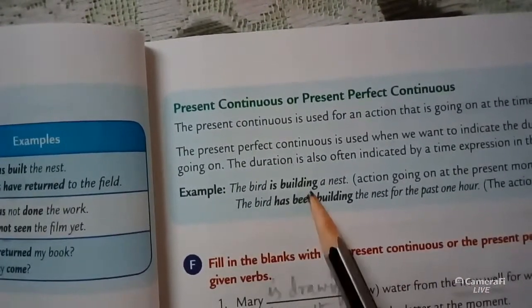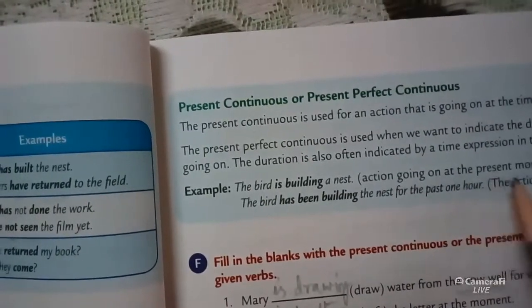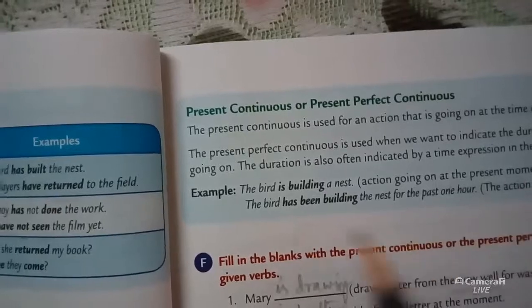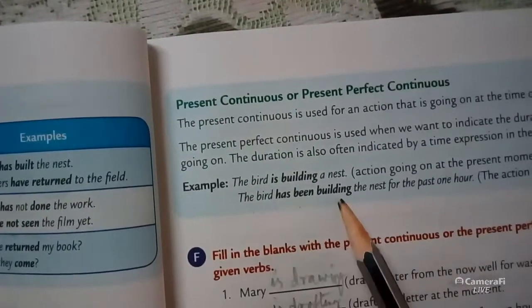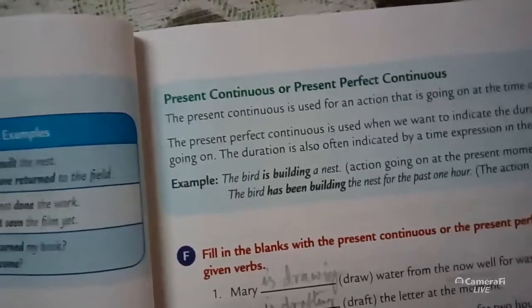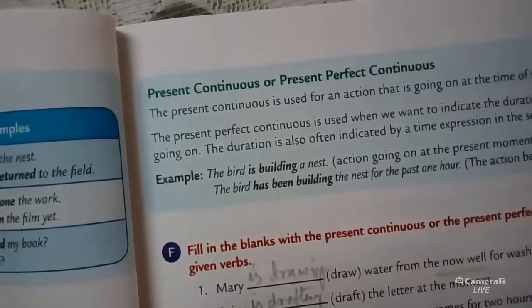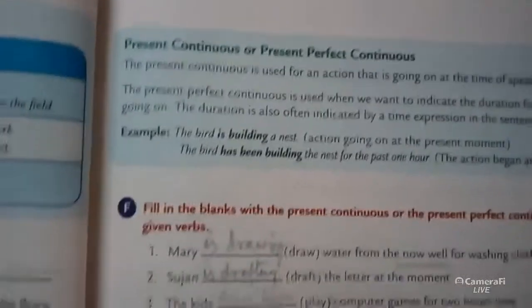That means the bird is building a nest, the action is going on in the present, that is continuous. The bird has been building the nest for the past 1 hour. The action began an hour ago and is still going on. Okay.